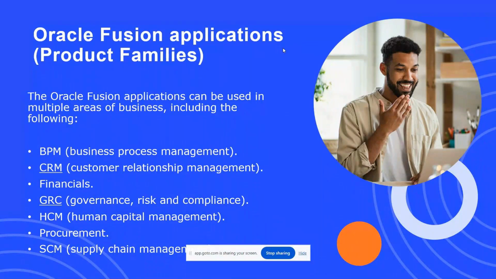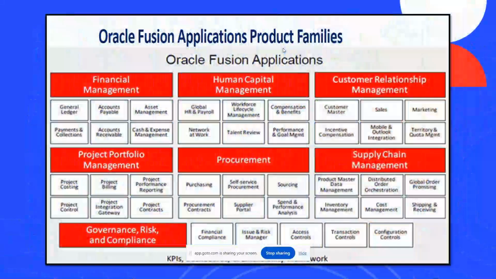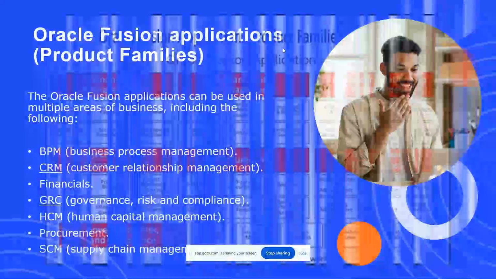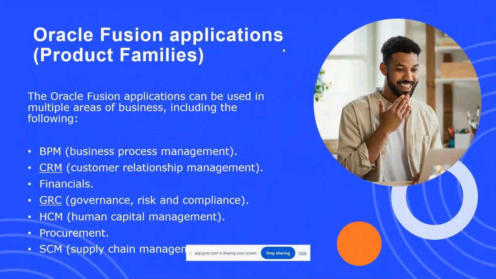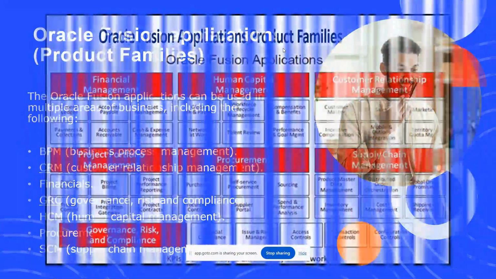Now in the previous slide we discussed the product families. These are the product families again: CRM, GRC, HCM, procurement, supply chain. It is the same whether in picture format or written form. Practically both are the same.